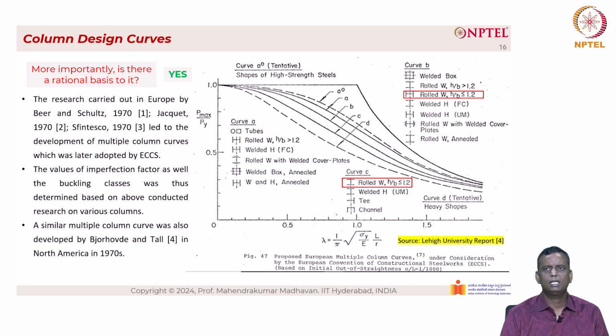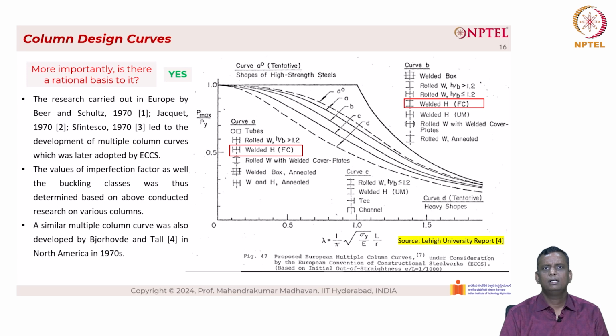The one that is buckling about major axis will find a place in a higher curve simply because the residual stresses favor the major axis buckling, and hence it is in curve B, even though H by B is less than 1.2, whereas the rolled wide flange section with H by B less than 1.2 in curve C is buckling about minor axis, where the residual stresses are not going to help you, rather they are going to hurt you, and hence it is finding a place in curve C.